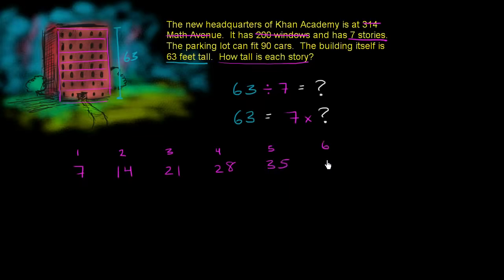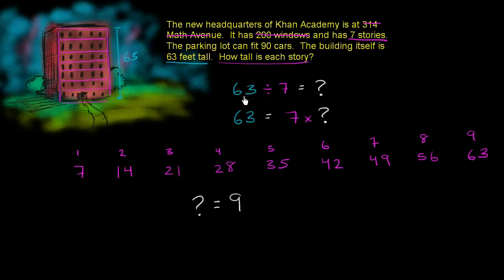7 times 6 is 42. 7 times 7 is 49. 7 times 8 is 56, just adding 7. 7 times 9 is 63. So we see 7 times 9 is 63. So question mark must be equal to 9.